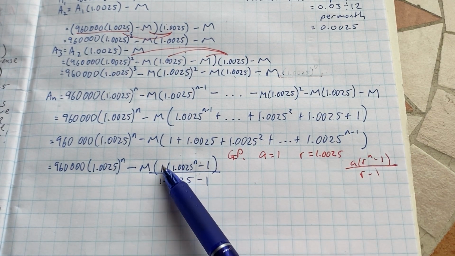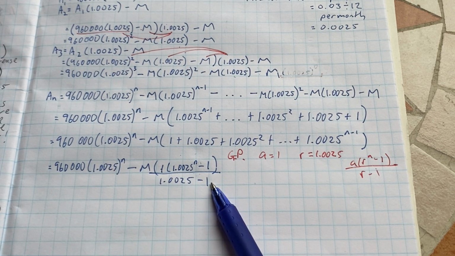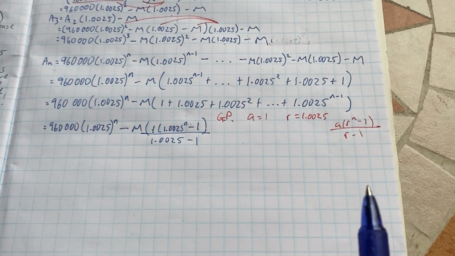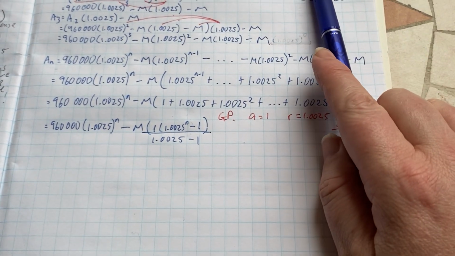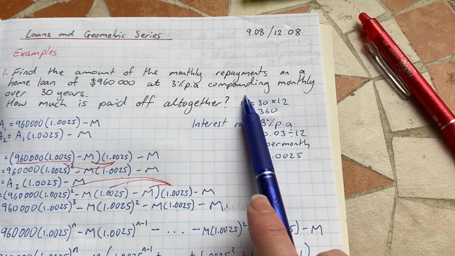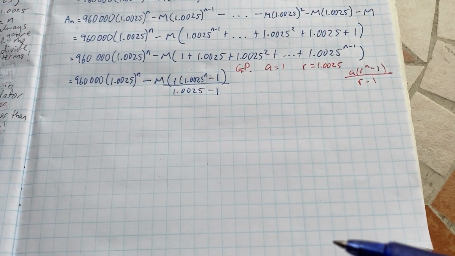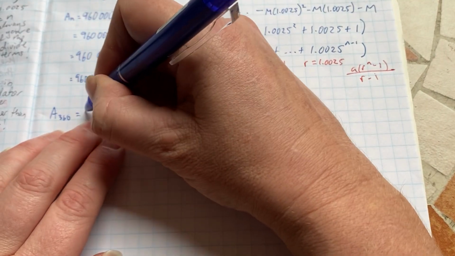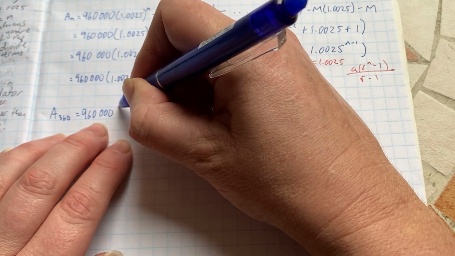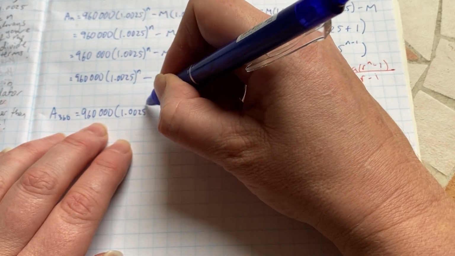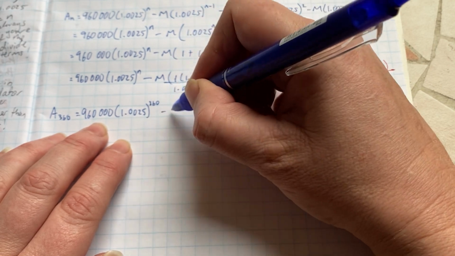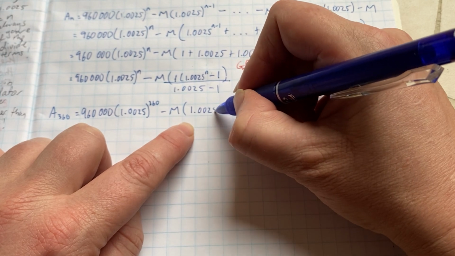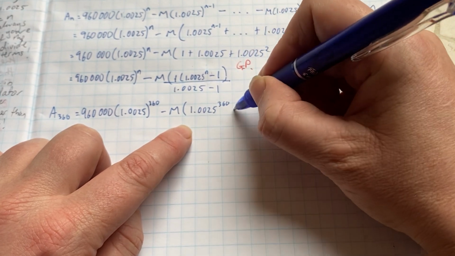Now we could tidy that up a little bit. We can drop the 1, we can tidy that up. I'm going to do 2 steps in one. Now notice we actually have to do 360 months. So we do actually have an n, which is 360. So a 360 is 960,000 1.0025 to the power of 360 minus m. So at this point I'll drop that 1, 1.0025 to the power of 360 minus 1.